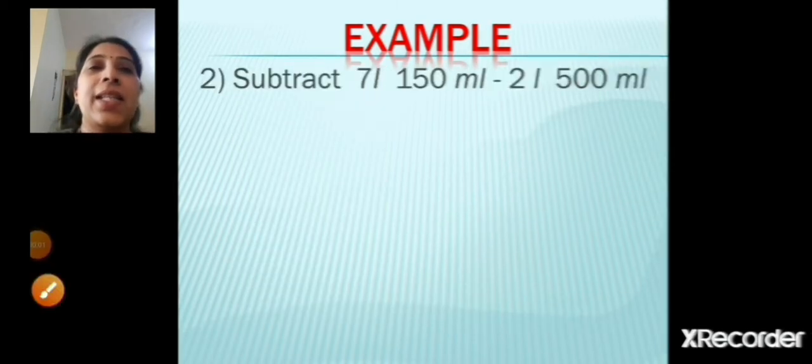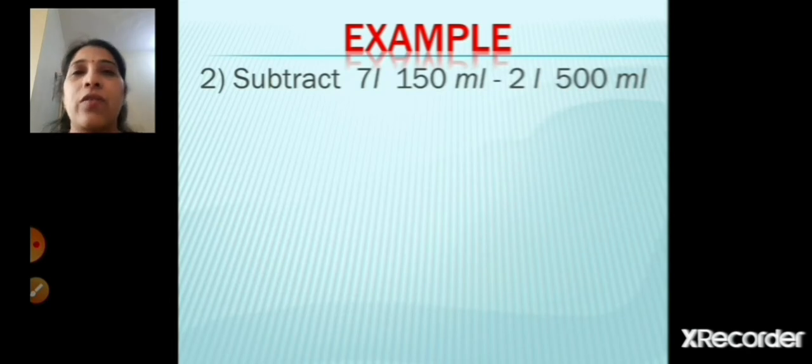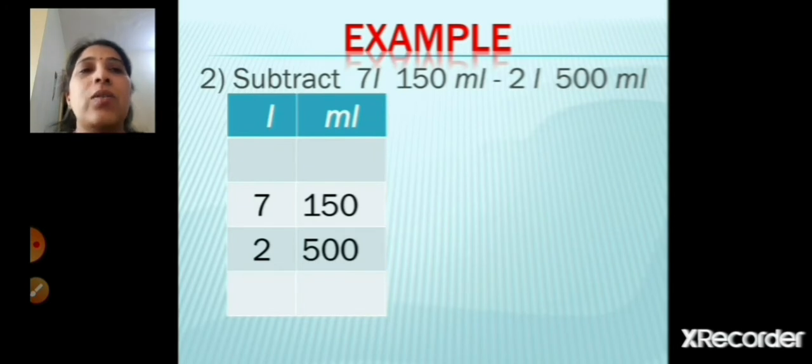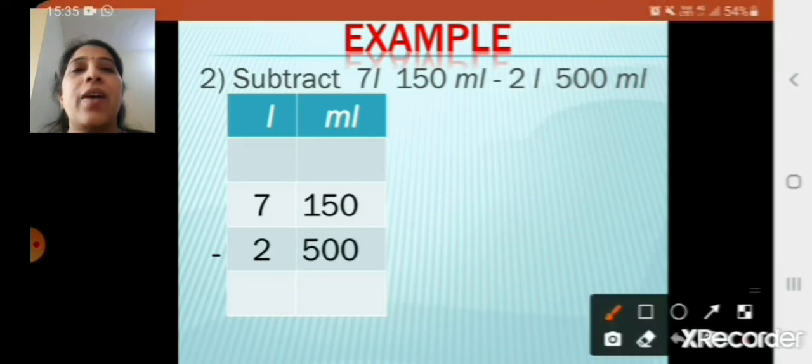Now let's take the second example children. Subtract 7 liter 150 ml minus 2 liter 500 ml. So children, we are going to follow the same pattern. We will make again a table as liter and milliliter. Now 7 liter, so you will arrange 7 in the liters column, and 150 ml, so 150 you will write in the milliliter column. Minus 2 liters, so 2 you will write in the liter column, and 500 ml, so 500 you will write in the ml column. Now 150 minus 500. You cannot carry out subtraction because 150 is smaller than 500. So what will you do?